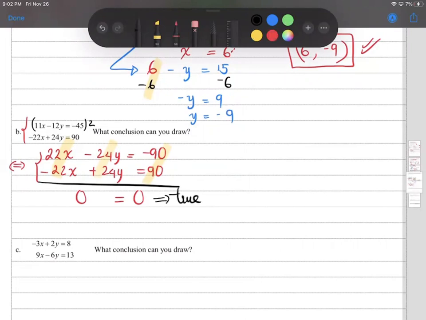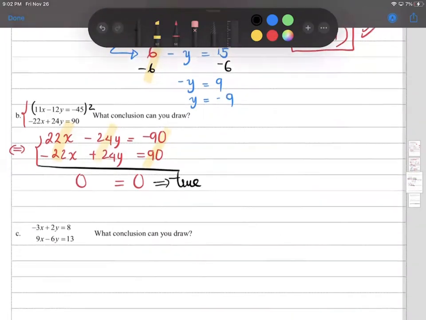This is true. Because it's true, what do we say when we have a true identity? Do you remember, just like in a regular equation, what happened when we have an identity? It's all real solutions. So that means all real numbers.